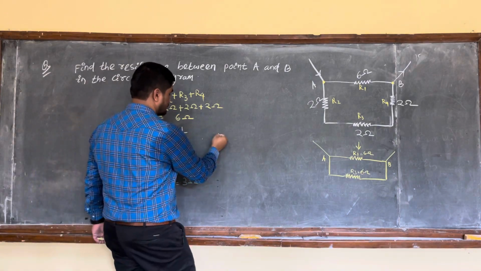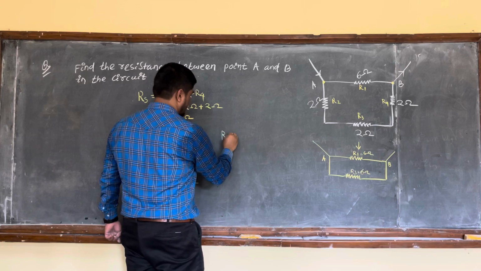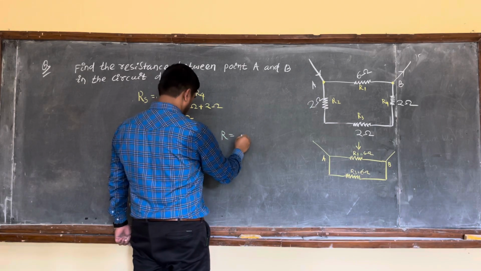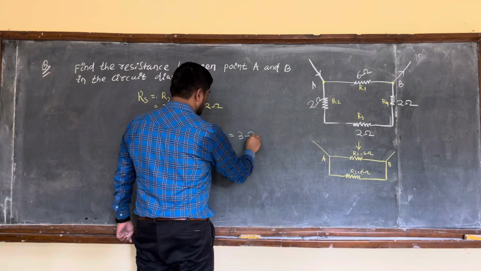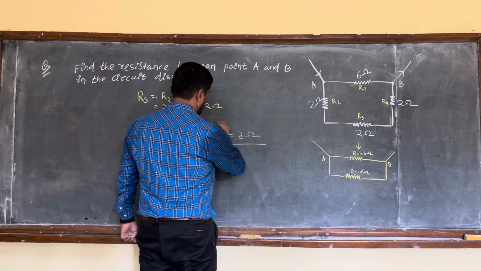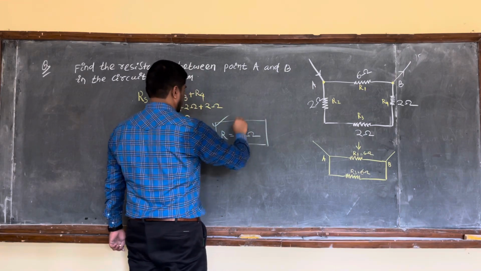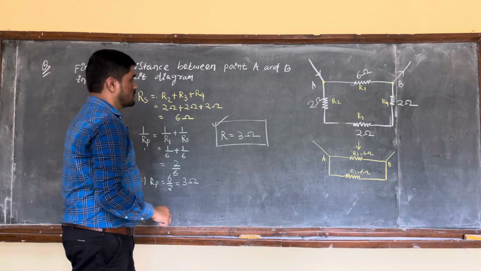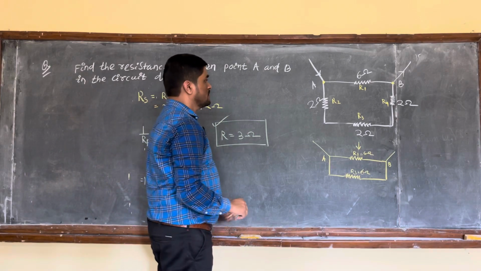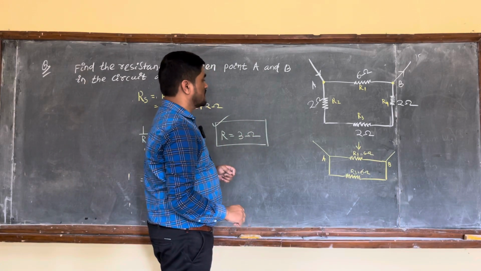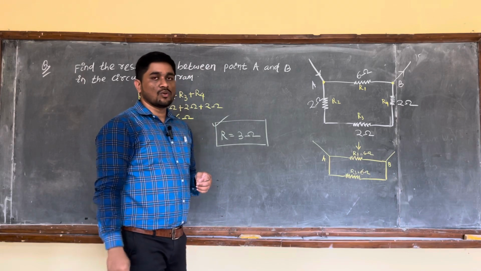So here the resistance R between the point A and B will be 3 ohm. This will be the required answer. The resistance between the point A and B in the given circuit diagram is 3 ohm.